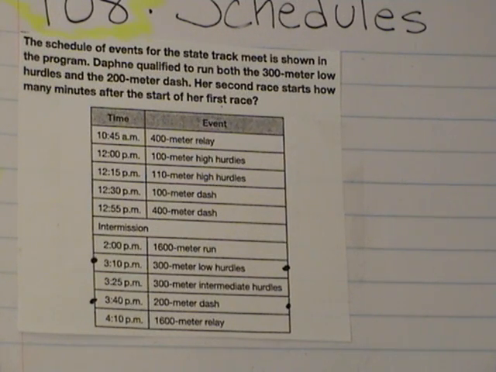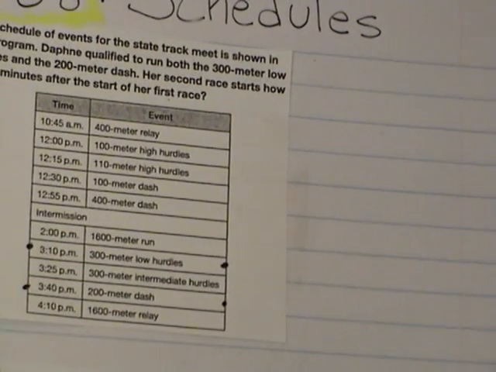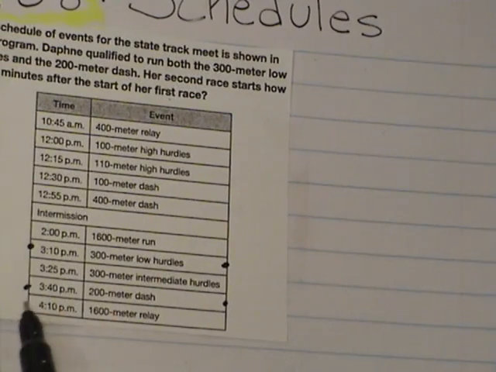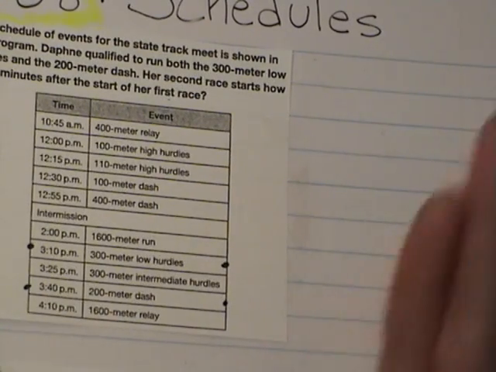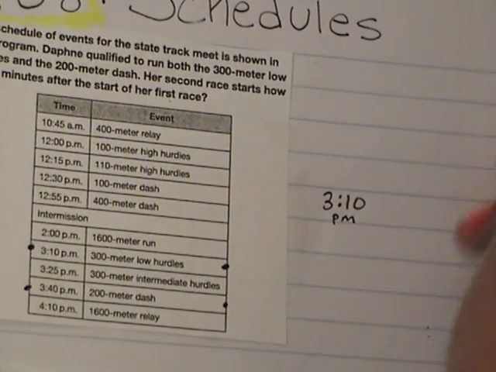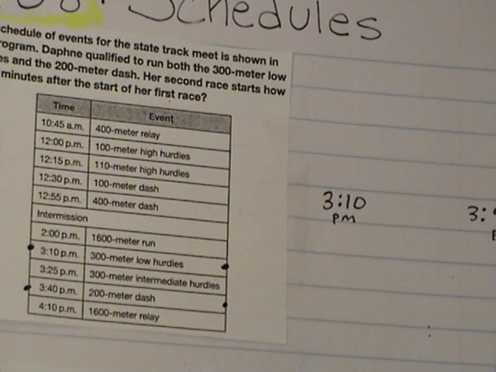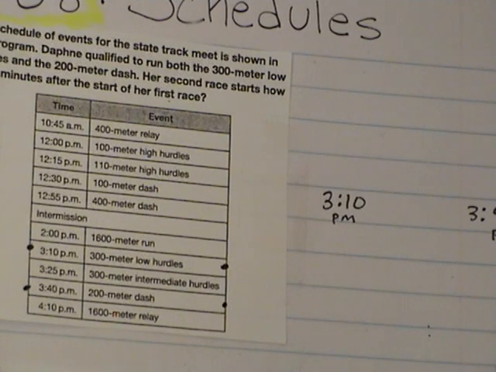So what we're really trying to find out is how much time is going on between these two events in her track meet. Okay, so I'm going to move my paper over here, and I'm going to write down the two different times. So I have 3:10 and I have 3:40. So I'm going to write down 3:10 p.m. and 3:40 p.m. Okay. So when we look at these two, basically we're going to try to figure out the difference, or how long it takes from her first race to her second race.